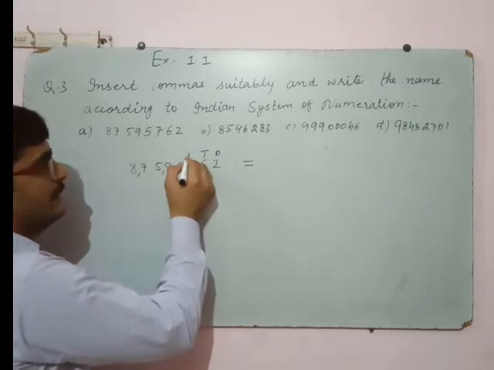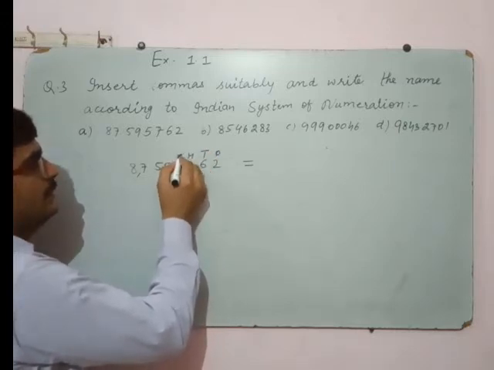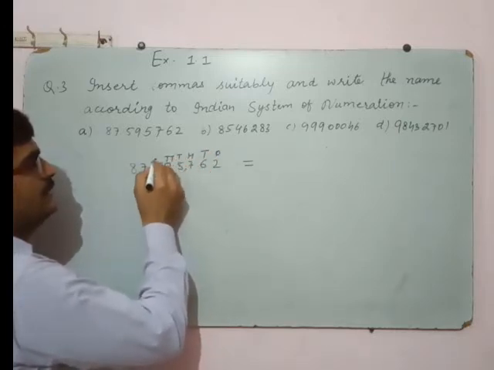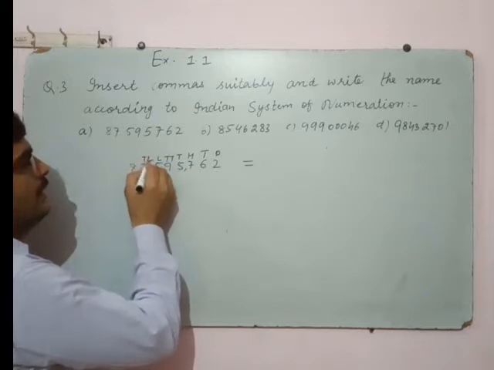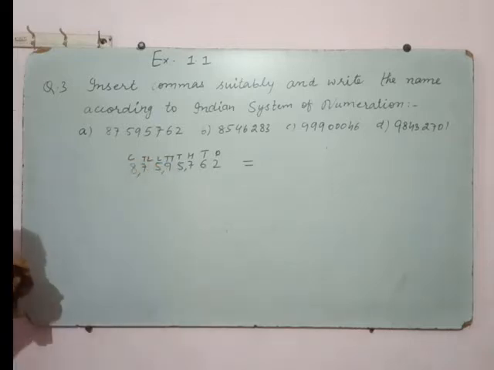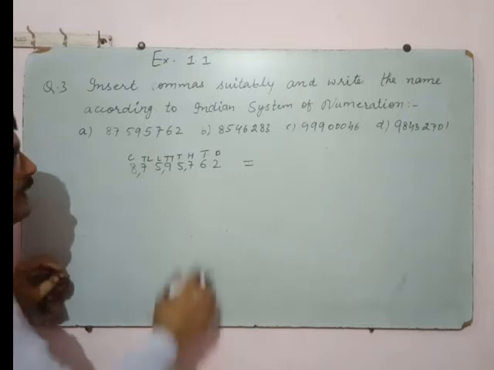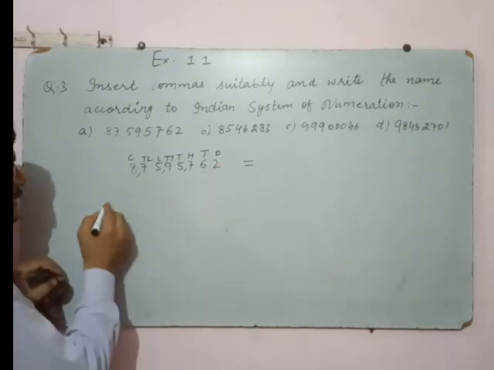Ones, tens, hundred, thousand, 10,000, lakh, 10 lakh, crore. Okay. First is 8 crore.